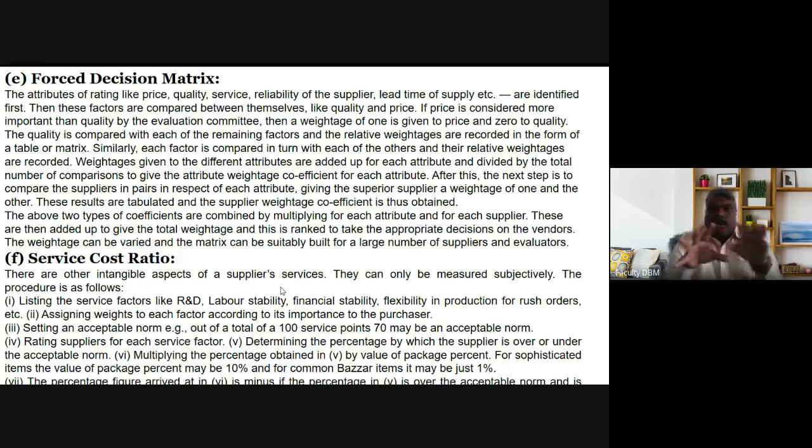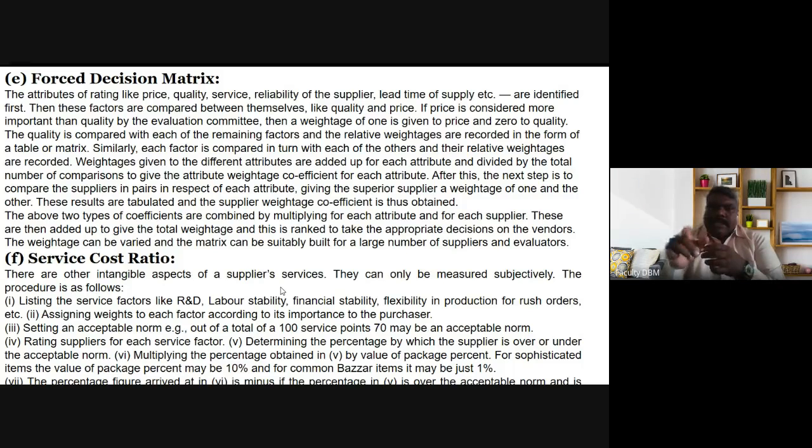So on the whole, what the author is saying is that they are going to make a matrix. They are going to collect the factors, like the weightages given to the different attributes, which are added and divided by the total.